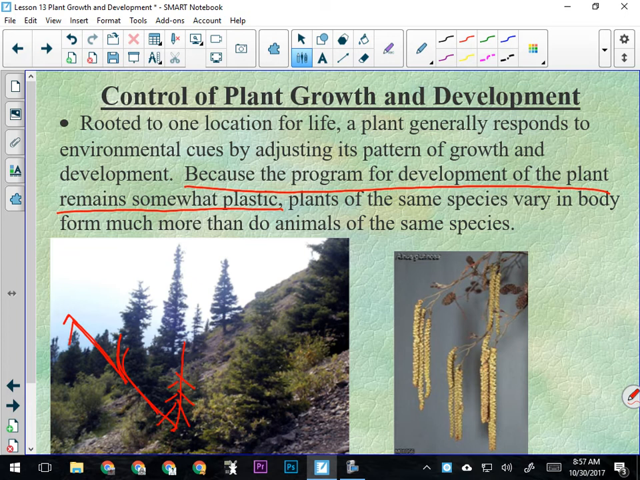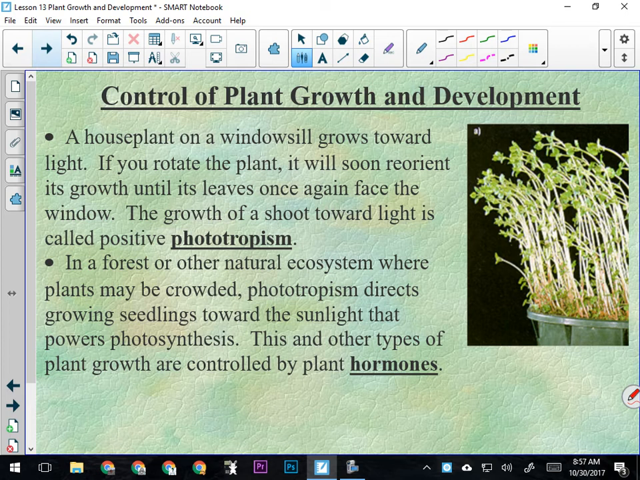All right, any other questions on that one? Okay. So a house plant on a windowsill grows towards the light. If you rotate the plant like I do with that one, it'll still grow towards the light. It'll reorient its growth, start growing shoots on the other side. The growth of a shoot toward light is called positive phototropism. What does photo mean? Light. And tropism is a new term for us, but tropism means growth pattern. So light-based growth pattern is what phototropism means, growth toward light.